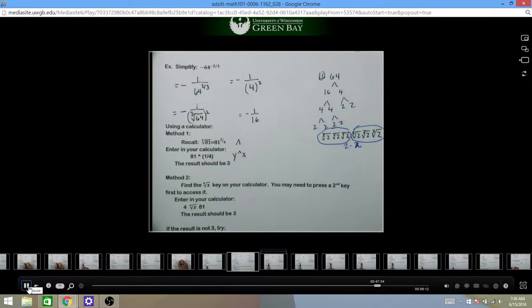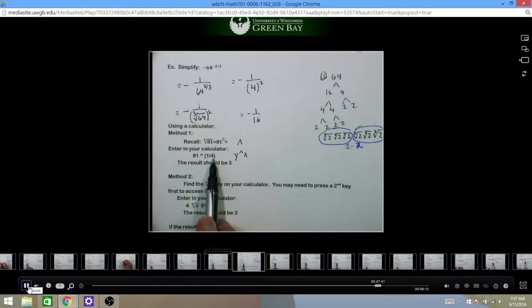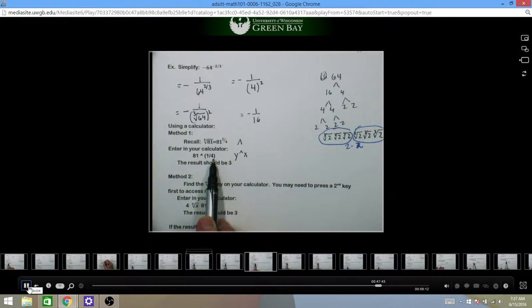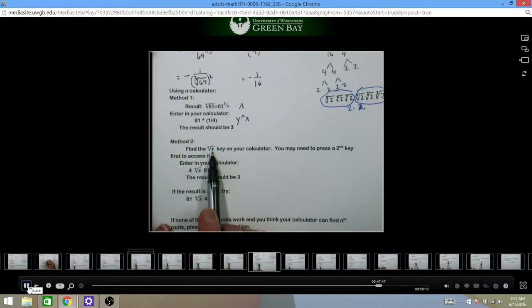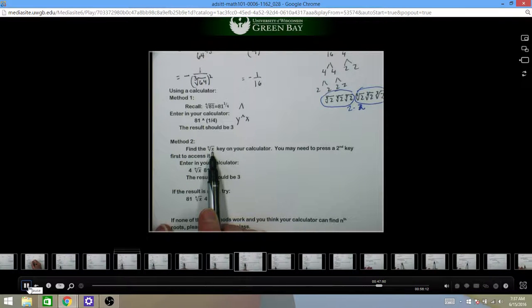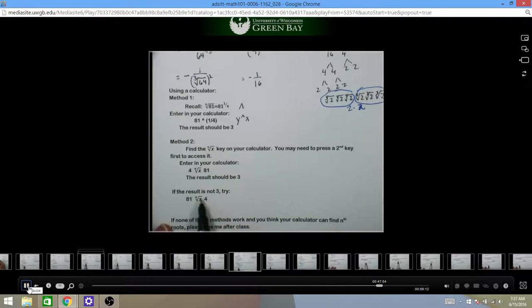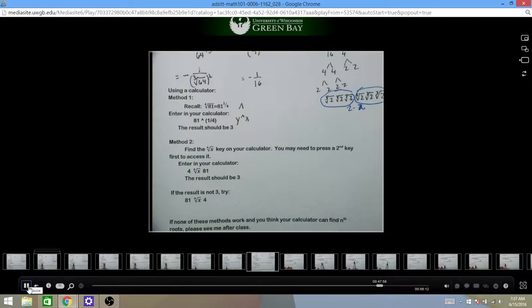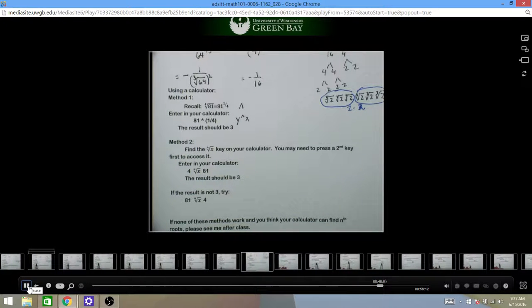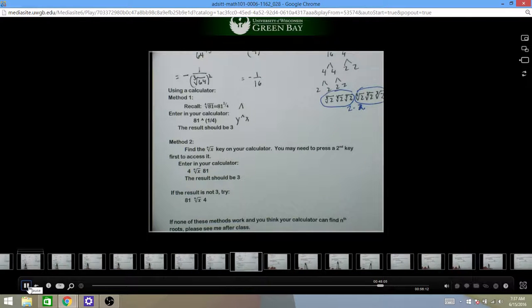So one way to type that in would be 81 raised to the parentheses 1/4 power, and you should get a 3. Another way would be to use this button, and if you have this button, you might put the 4 first, or you might put it second. It depends on your calculator. So you would try both of these, and then see, does either of these give me 3? So it's nice to know how your calculator works. And if you think your calculator does this, but you're not sure, you can see me after class, and we'll try and figure it out.